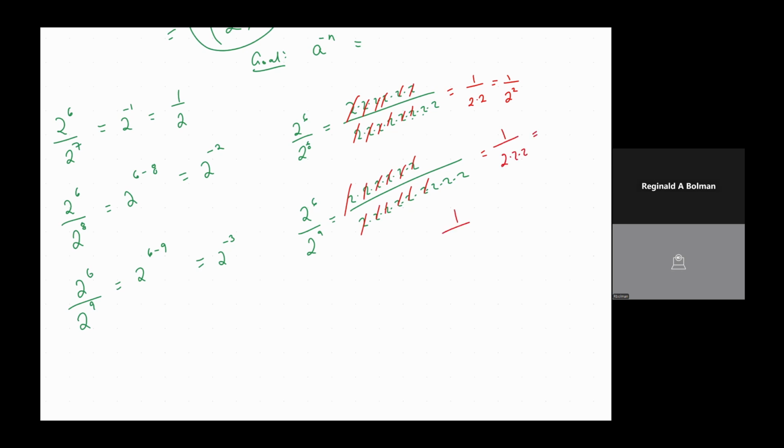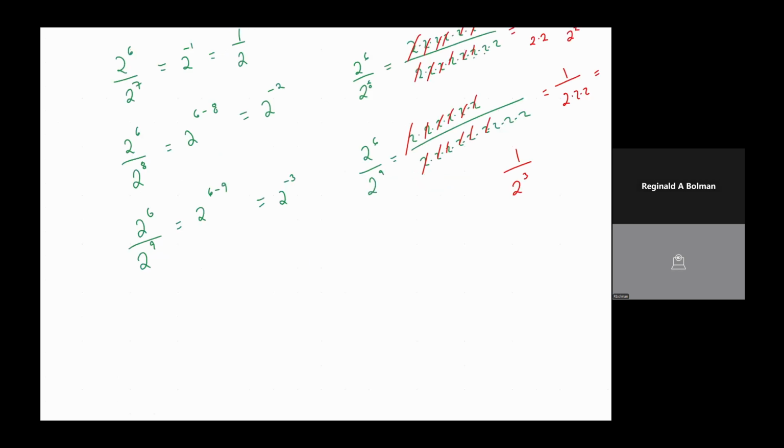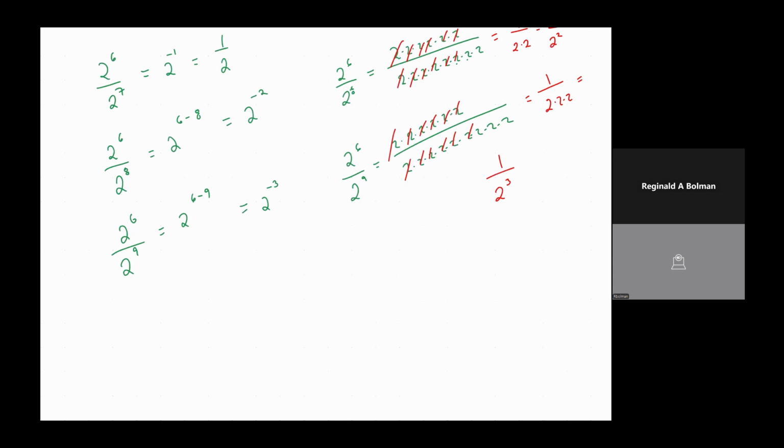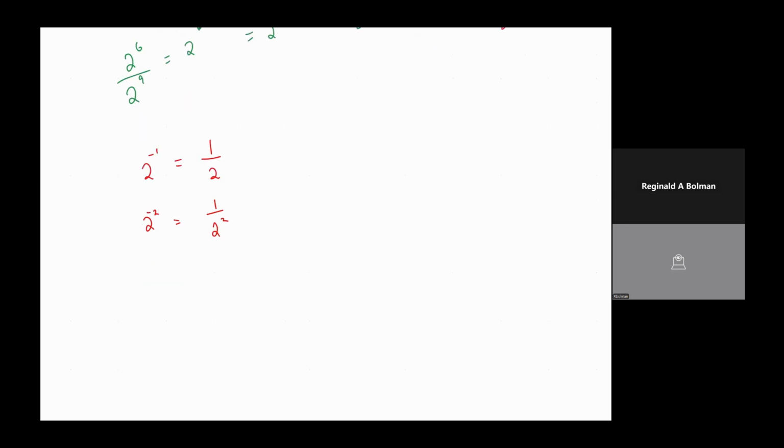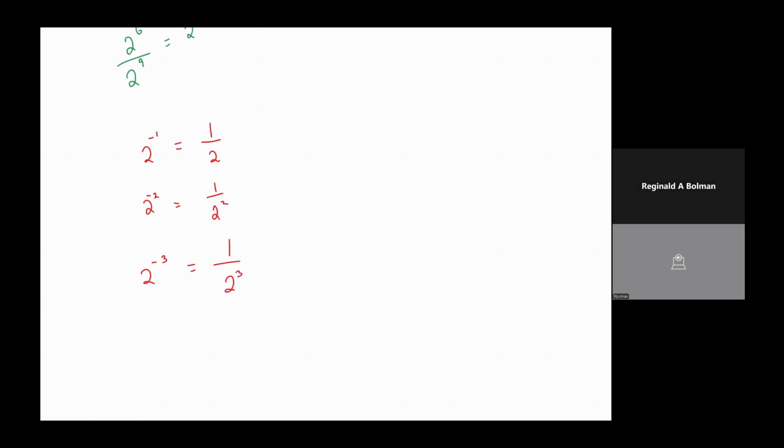Brilliant. So now all we have to do is try to establish a pattern. We said 2 to the negative 1st power was the same thing as 1 over 2. 2 to the negative 2nd power was 1 over 2 squared. And of course, 2 to the negative 3rd power was 1 over 2 cubed. So the question that students should have at this moment in time is, what is the pattern, if any, that we might be dealing with here?